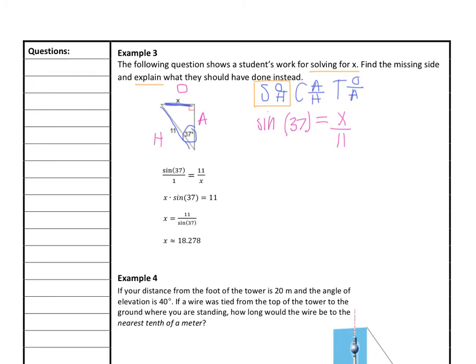Now if we stop and say, okay, how does our work compare to their work? Well, if we look, they did sine of 37 equals 11 over x. Now ask yourself, is that correct? We did x over 11. And again, we did x over 11 because the ratio says opposite over hypotenuse. x was our opposite side, 11 was our hypotenuse. So their mistake here, if we take a second to jot it down, is in the trig ratio.